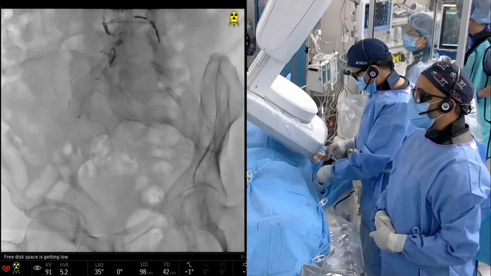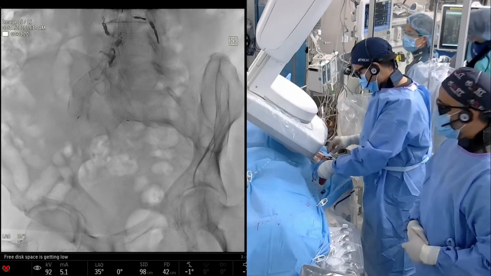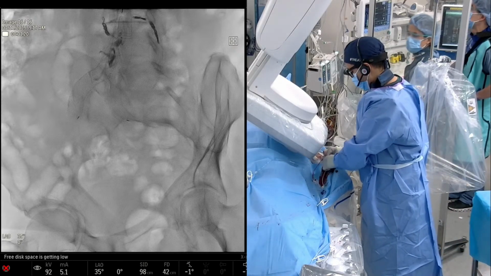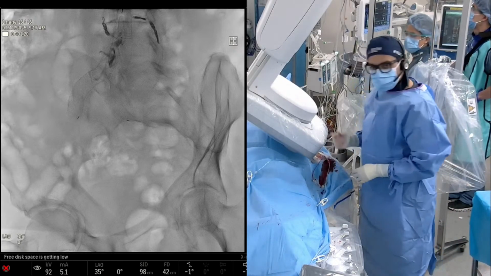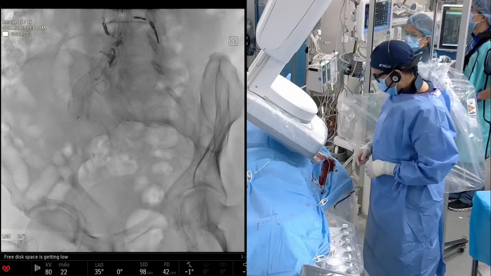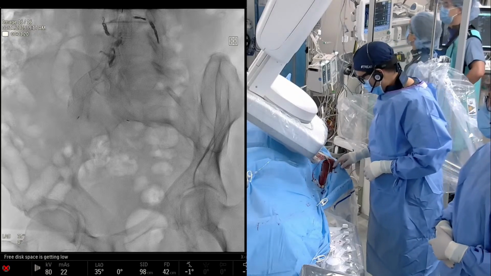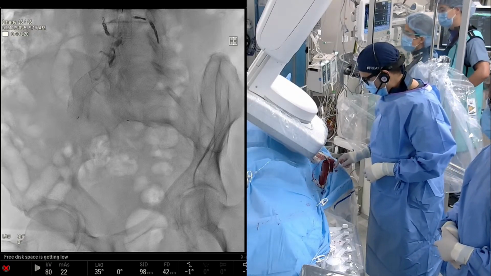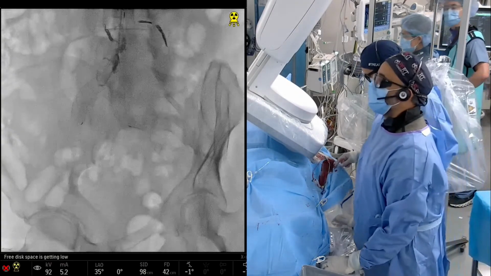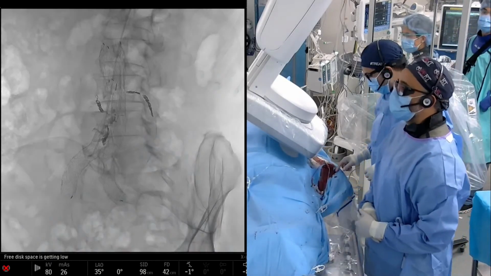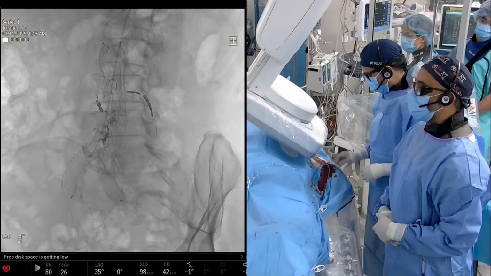Rahul, I know you're ready to do a DSA, but can you just take us back and let's look at what all the hardware the patient has? Yeah, so the original device is a Gore endograft. Great. This is a little bit of an oblique, but you can see the Gore endograft.